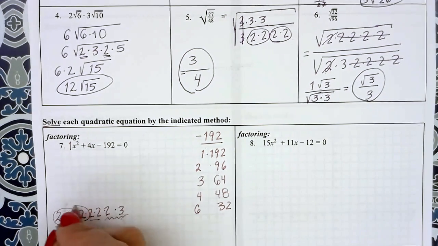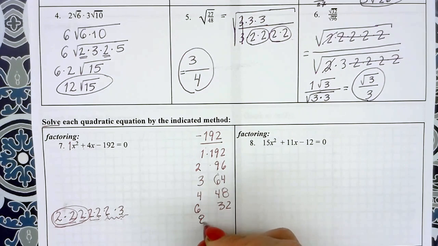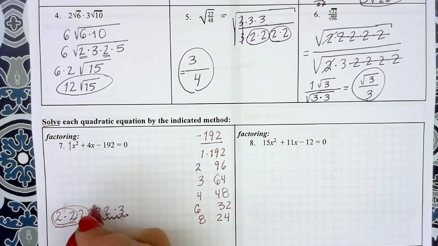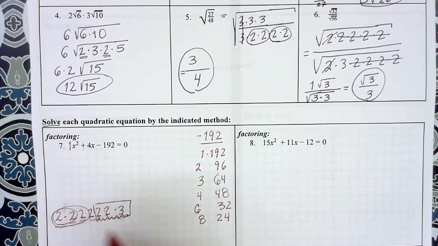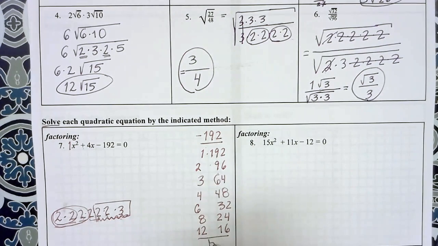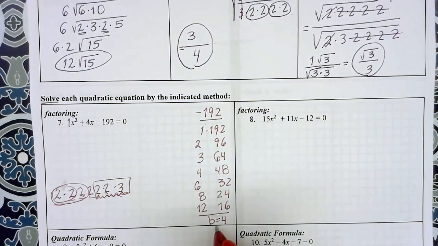I can make an 8. 2 to the 3rd power is 8. 3 times 2 is 6, 12, 24. That means 8 and 24. Can I make a 9? No. Can I make a 10? No. 11, 12. 6 times 2 is 12. So if that's 12, 16 is what I'm left with. 12 and 16. And it looks like we may have found our winner right over there. Okay? So I need B to equal 4. A lot of the time, you can use numbers that are already on your paper, okay? You're not trying to reinvent the wheel here. So B is equal to 4.